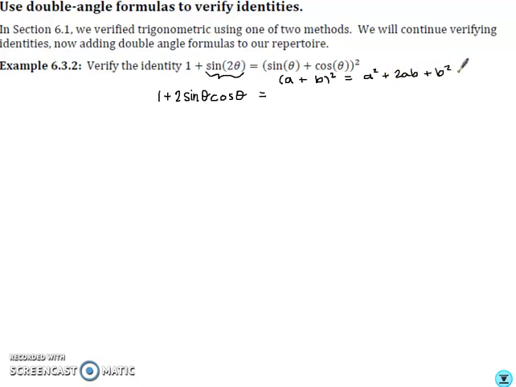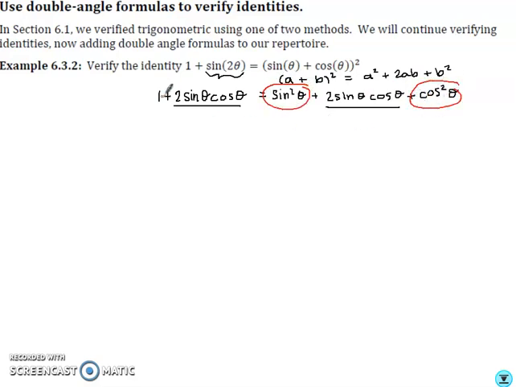plus b squared. So when I do multiply out this binomial, I've got sine squared of theta plus 2 times sine of theta times the cosine of theta plus my cosine squared of theta. Now I do see that 2 sine theta cosine theta repeated on both sides. So that tells me that somehow I probably need to manipulate the remaining 2 terms on that right hand side so that they equal 1.